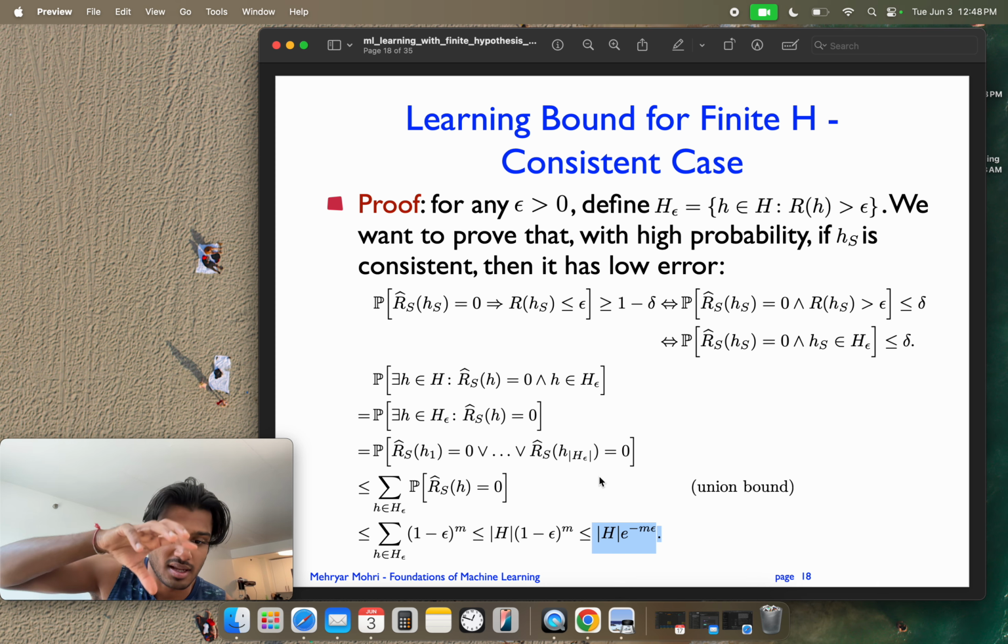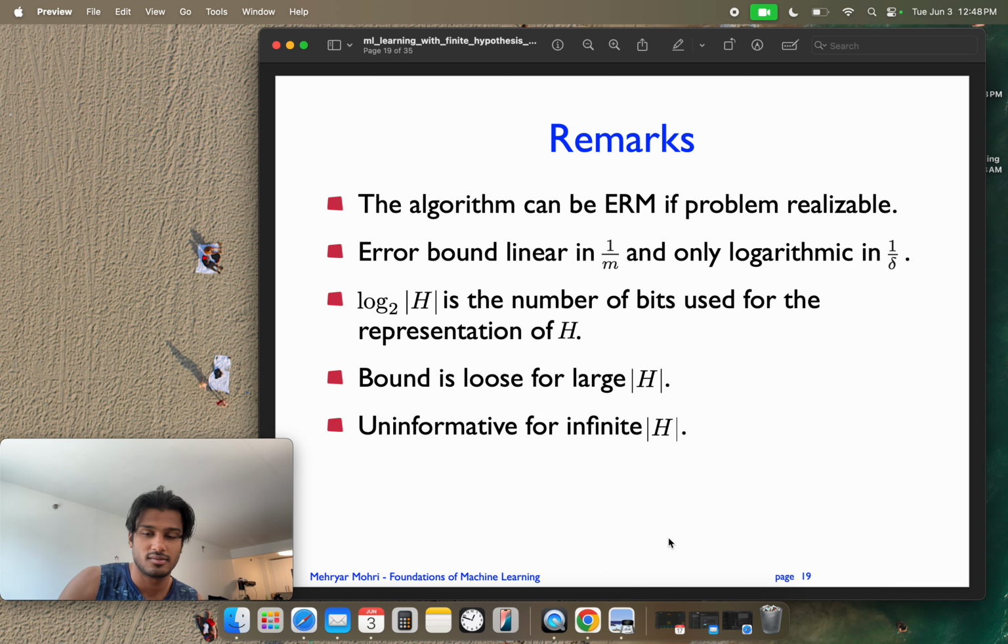So probability that blah is less than epsilon has to be greater than 1 minus delta, and this would be delta. Again, fine. So the algorithm can be an empirical risk minimizer if the problem is realizable. Error bound is linear in 1 over m and only logarithmic in 1 over delta. And log |H| is the number of bits used for the representation of h. The bound is loose for a large number of hypothesis sets, right? And it's really uninformative for infinite hypotheses. Like, how would you do that?